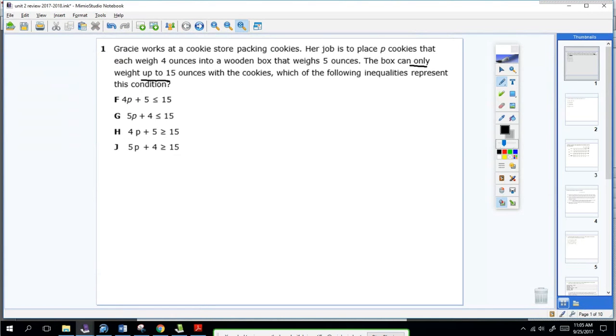So first off, I have 4 times P, because each cookie weighs 4 ounces, plus a 5-ounce box, and it can only weigh up to 15 ounces. So that means it can be equal to 15 or less than 15. So my inequality says 4P plus 5 is less than or equal to 15 ounces. It cannot be greater than 15. So F is my answer.